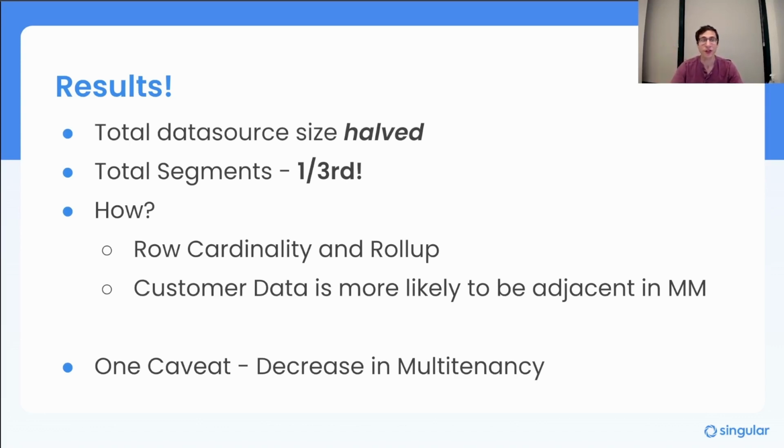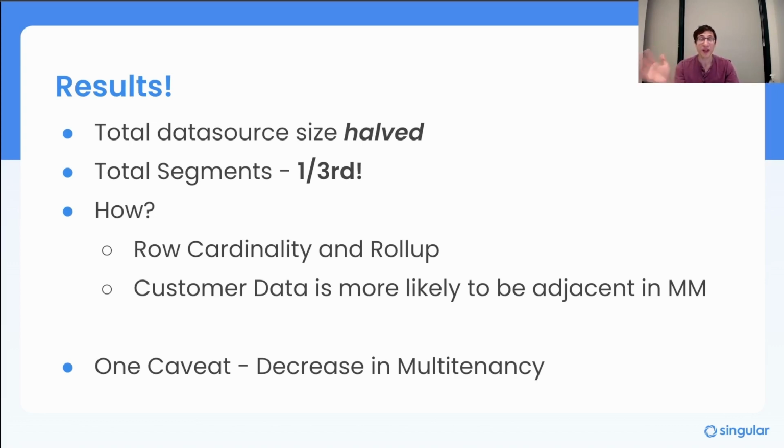And this is mostly due to the decrease in row cardinality and rollup, because customer data is more likely to be adjacent in the middle managers at ingest time. Then when it's ingested, Druid is able to roll it up more optimally, because there's less tenancy, so there's less cardinality, and data from the same customers is going to be sitting next to each other, so you're able to aggregate it better. That's what really caused one of the big significant drops.